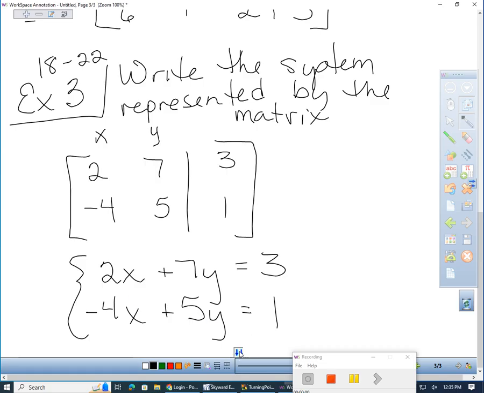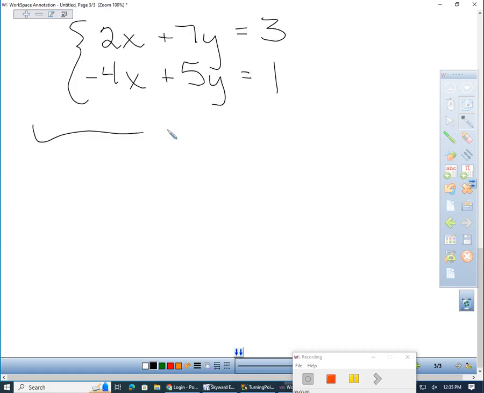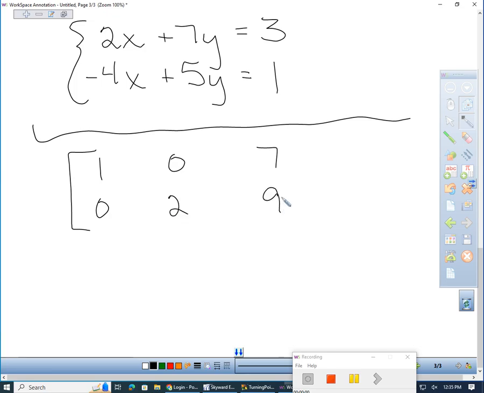Okay, so I want to do one more in here. It's going to lead us to the next thing. What if you had this matrix? 1, 0, 7, 0, 1, 9. My bad. What do you think this represents? x equals 7 and y equals 9.